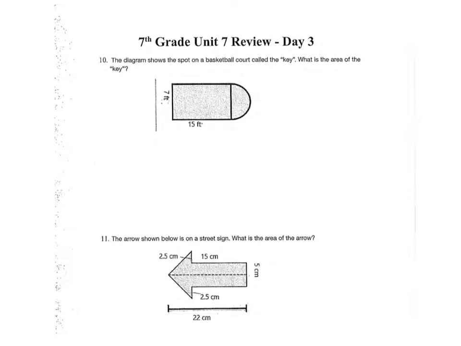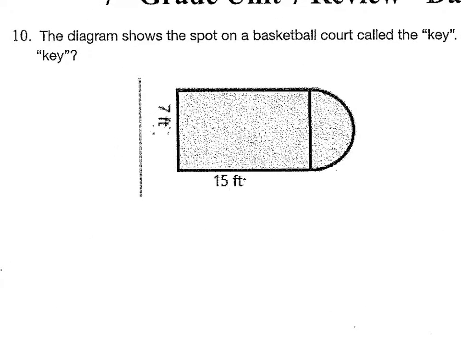All right, this part is for day 3. The diagram shows the spot on a basketball court called the key. What is the area of the key? Now, this is a combination of figures. Let's start with the easy part. We are going to start with the rectangle here in the center. So to find the area of that rectangle, I'm just going to do the base times the height.